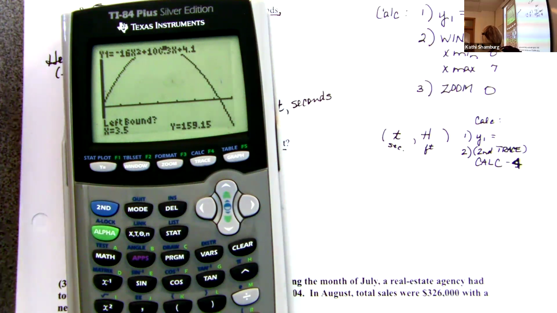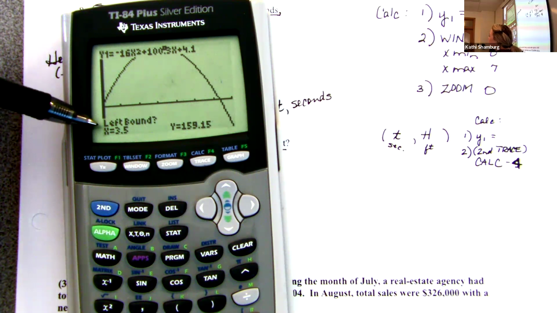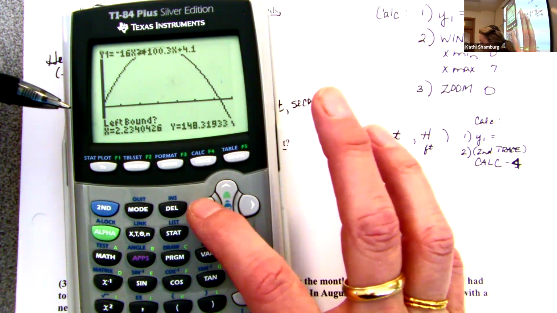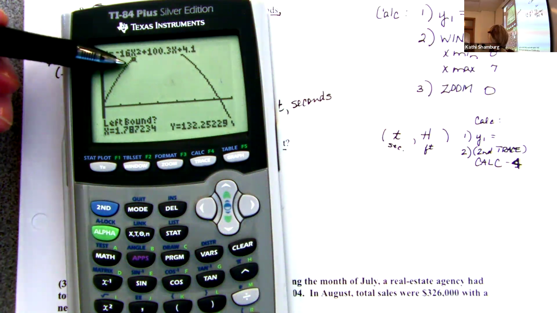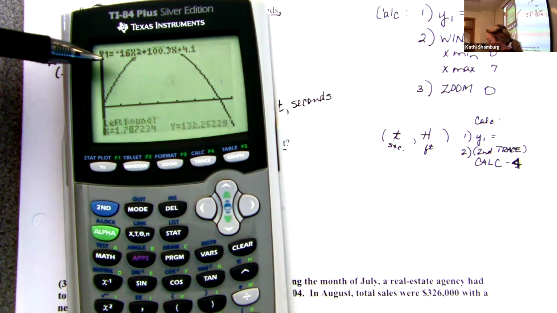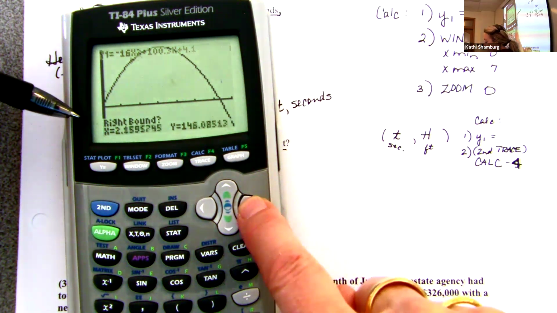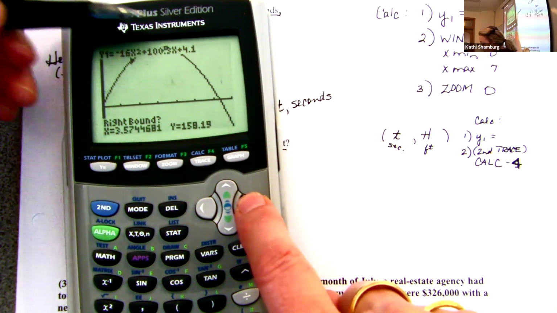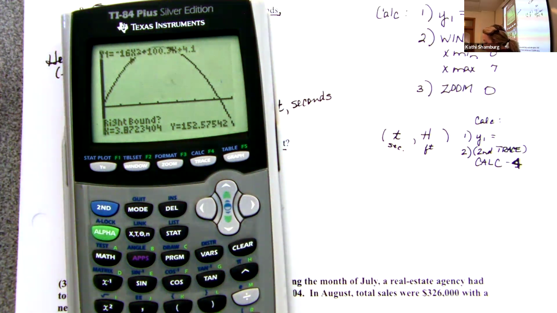Okay, now remember, what we want is the maximum, which is the top of the hill, right? And so it always comes out first and it says left bound. That means that your cursor has to be to the left of the top of the hill. So just move your cursor somewhere till you know that it's to the left of the top of the hill, hit enter. And now it wants me to go right bound. I'm going to move my cursor over. Looks like it's right there. Hit enter, and then it's going to do a guess and then hit enter.